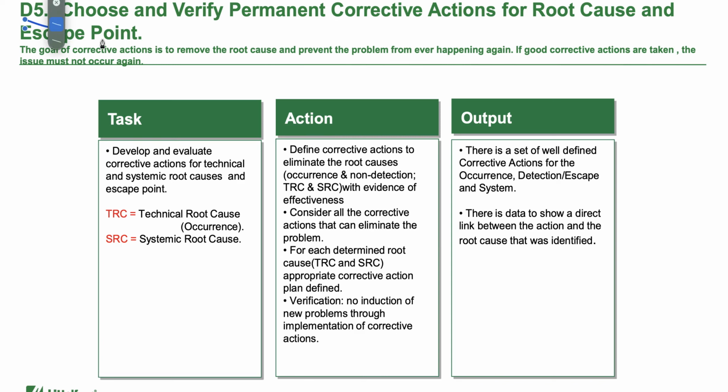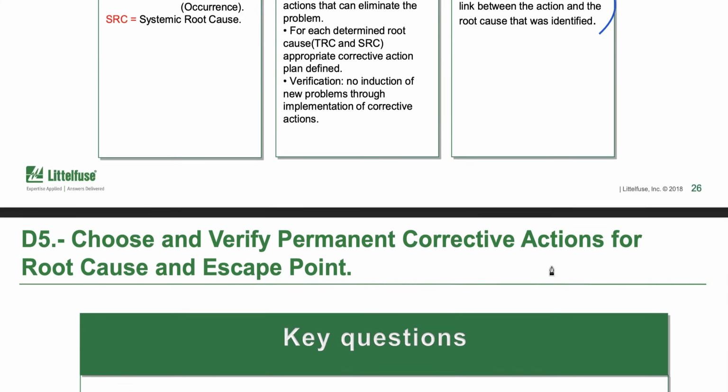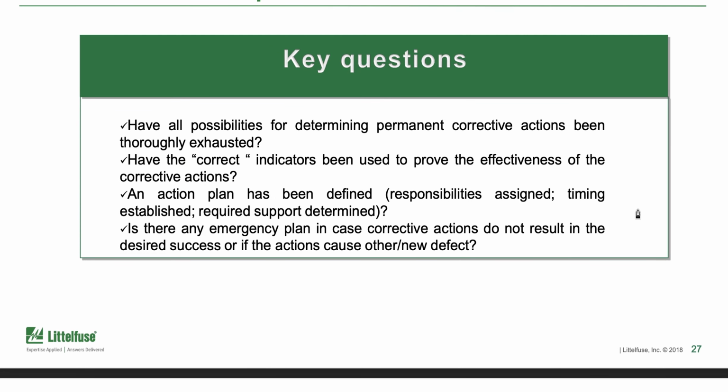Step 5. Planning of corrective actions. As we mentioned before, we need data to show a direct link between the action and the root cause that was defined. I know sometimes it is difficult, but we should do our best. Key questions. There is a question I'd like to discuss here.